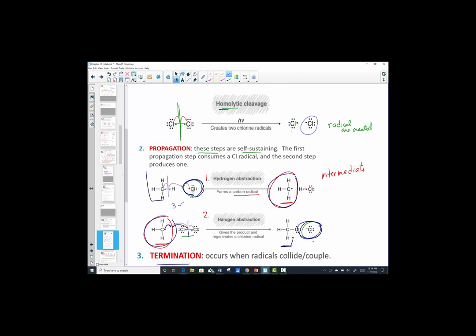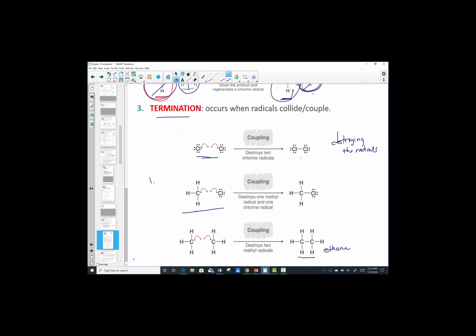And you can begin to see the overall equation when you cancel these out. What's made and then consumed does not appear in the overall equation. We see the overall equation where we have CH4, molecular chlorine on the left side of the arrow, forming HCl and methyl chloride on the right side of the arrow. So the overall equation is found in the propagation step. And then we terminate the radicals to stop the propagating.